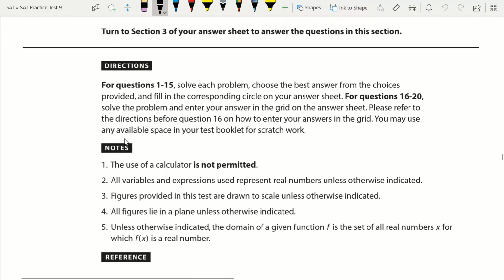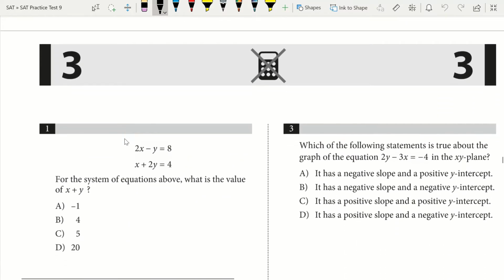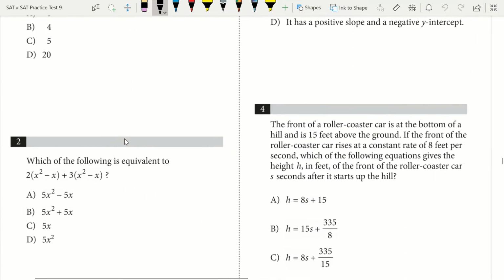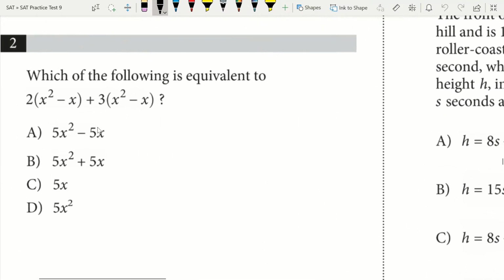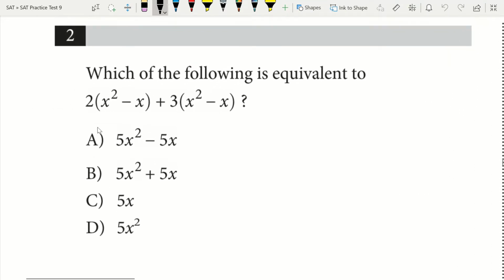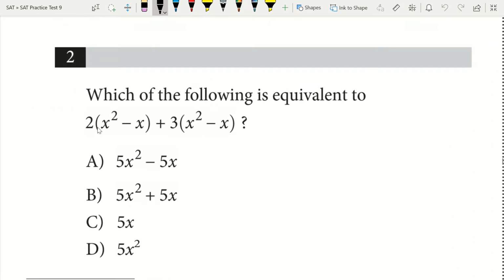This will be from practice test number 9. You can find the practice test linked in the description if you would like. We're going to start out with question 2. I'm going to give you 30 seconds for question 2 because it should be a pretty quick one. At the end of those 30 seconds, I'll show you what I see in question 2 that helps me solve it quickly. So your 30 seconds starts now.